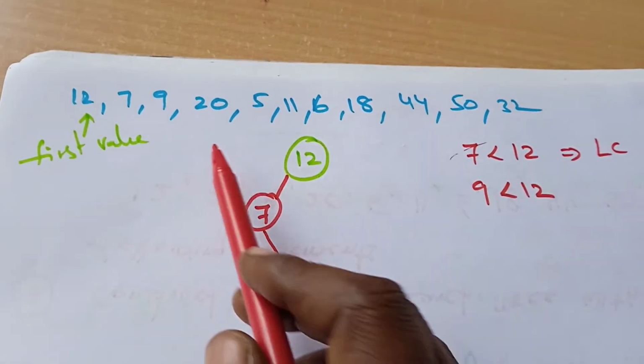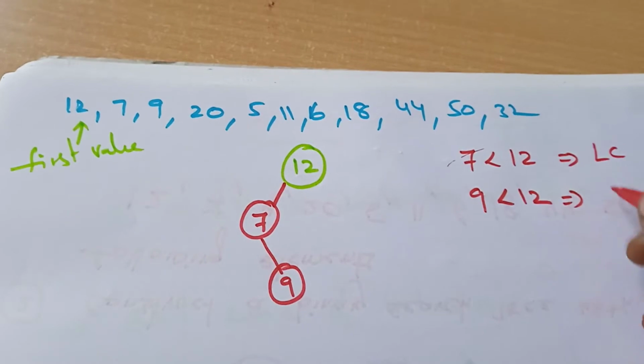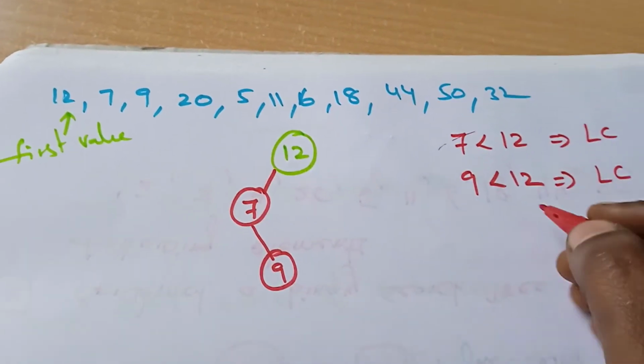Now the next element is 20. Now compare the 20 with 12. Now 9 is lesser than 12, so left child. Left child is 7.